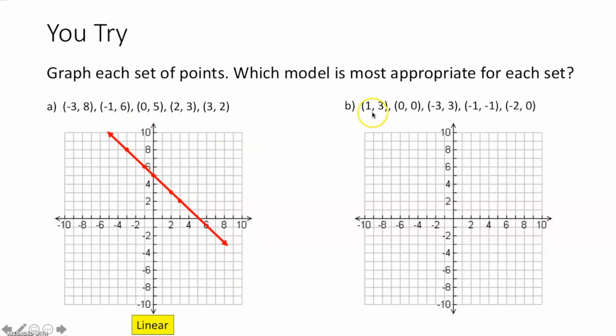Last but not least, 1, 3. We're going to plot that. 1, 3. So over 1 on the x-axis, up 3 on the y-axis, put a point. 0, 0 is the origin. -3, 3. We go over -3 on the x-axis, up 3 on the y-axis, put a point. -1, -1. We go over -1 on the x-axis, down -1 on the y-axis, put a point. And then -2, 0. Over -2 on the x-axis, up or down 0 on the y-axis, put a point. Draw a curve going through those points. Looks like a parabola. Therefore, this is going to be a quadratic function.